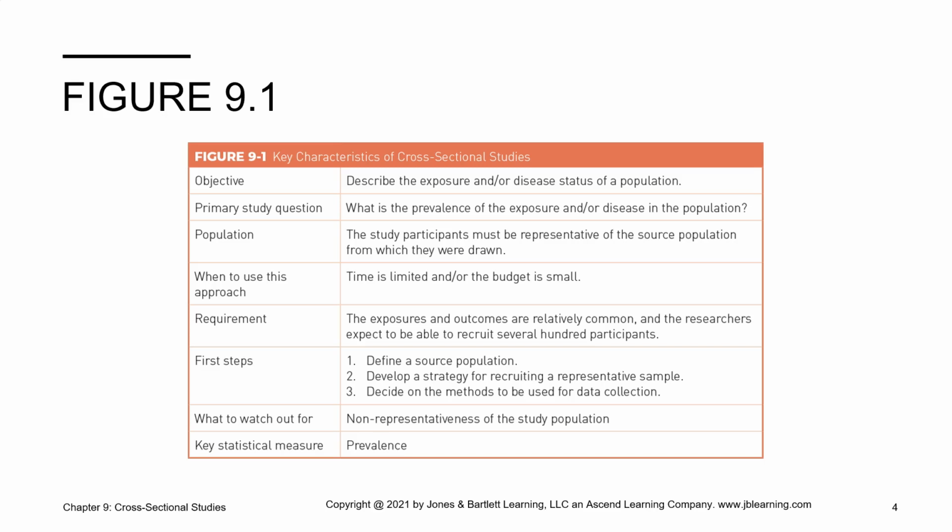Here are some of the first steps. Number 1, define a source population. Number 2, develop a strategy for recruiting a representative sample. Number 3, decide on the methods to be used for data collection. Something to watch out for when conducting a cross-sectional study is the non-representativeness of the study population. And the key statistical measure is prevalence, which goes along with terming these studies as a prevalence study.